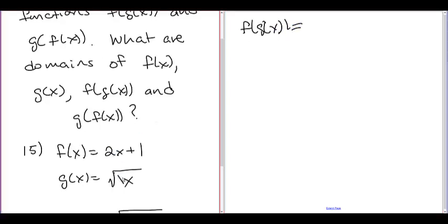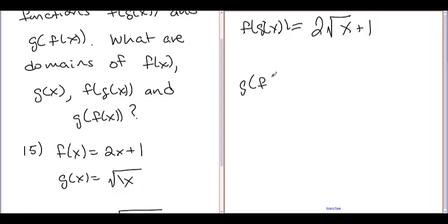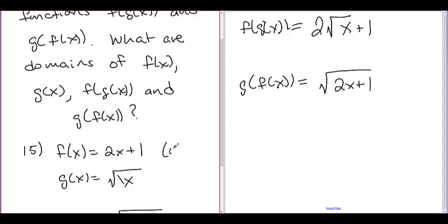So we plug that into there. So we get 2 times the square root of x plus 1. So that's f of g of x. Then we have g of f of x. So there we plug that into here. So instead of the square root of x, we get the square root of 2x plus 1. Okay, now let's look at the domain. This is all real numbers because it's a polynomial. This one, x has to be greater than or equal to 0.